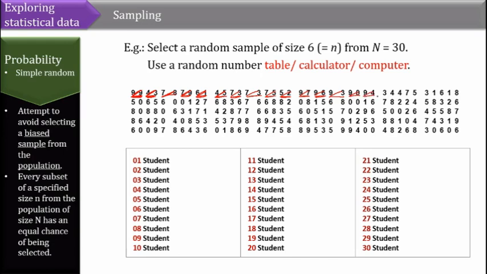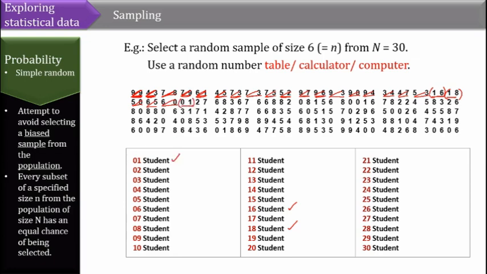90 is not there, 94, 34, 47, 53, 16. So that means 16 will be the first student that will be selected from my population for my sample. The next one, 18. That will be the second student selected. Then we have 50, 65, 60, then 01.